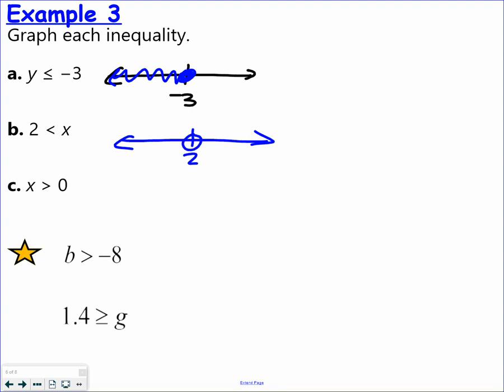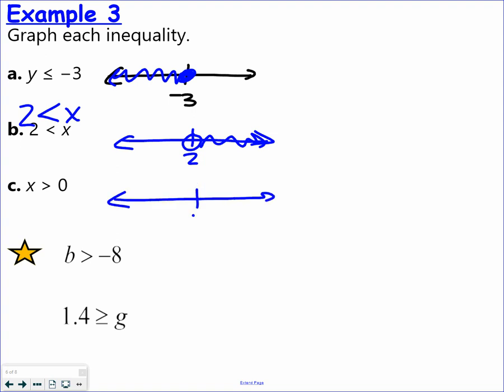Open circle. Now, this is going to throw some people. Those of you that always did the arrow tells you which way it's going to go, this is going to mess with you. The X is actually greater than 2. So you're going to shade this to the right. If you are looking at this symbol, notice the inequality symbol is opening up to the X, so therefore the X is greater than, or to the right.